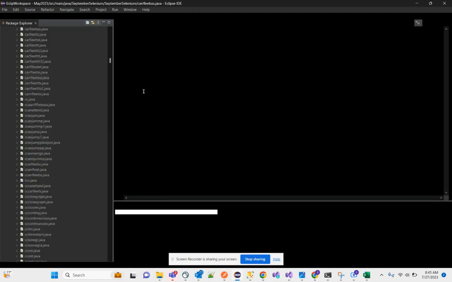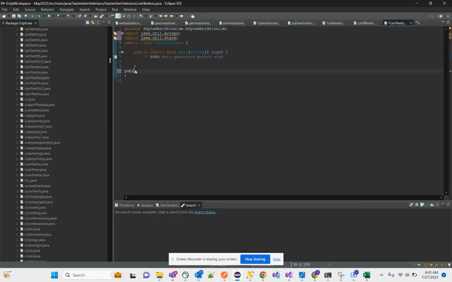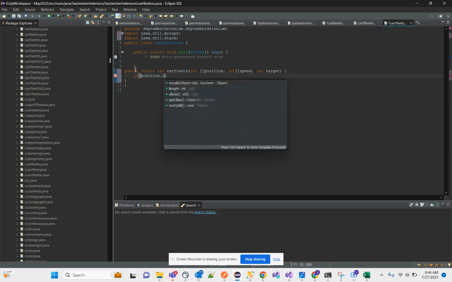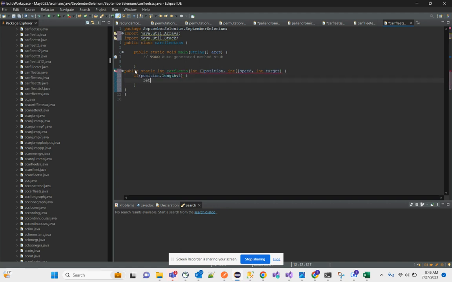Let's see the code. Static int carFleet, with int position, int speed, and int target. If position length is less than 2, then return 1.